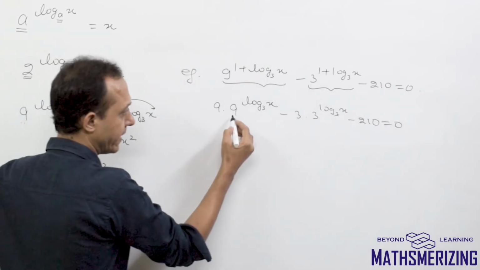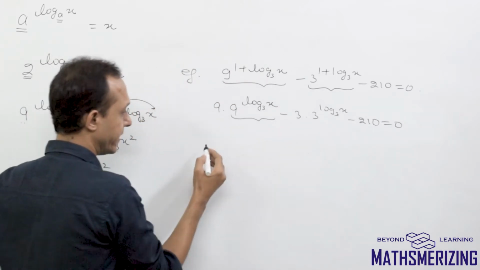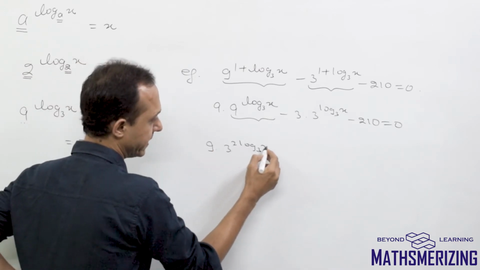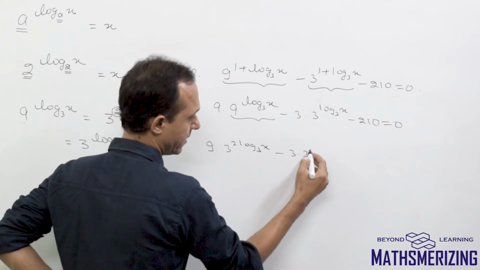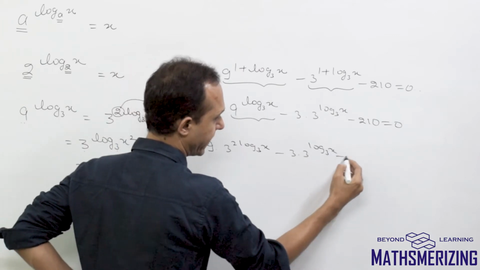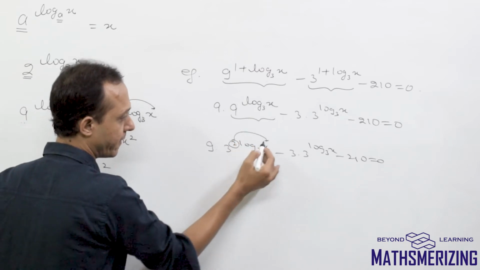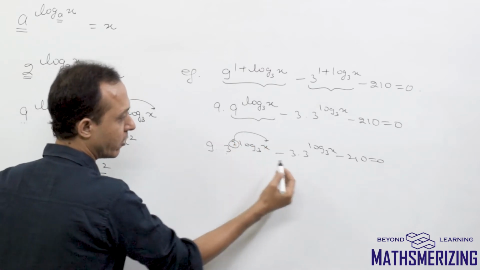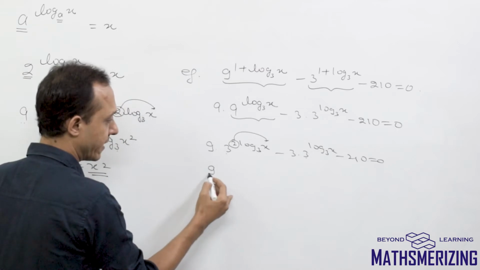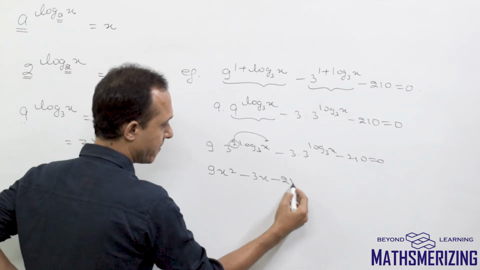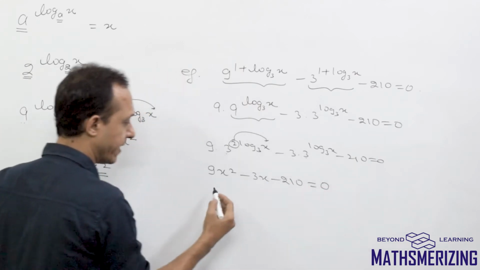Now I can again write this 9 to the power log x base 3 as 3 squared to the power log x base 3. This is 3 to the power log x base 3, minus 210. So again I can take this 2 to the power of x. Now I can cancel 3 with log 3, 3 with log 3. So I can write it as 9x squared minus 3x minus 210 equals 0. I can divide by 3 also.